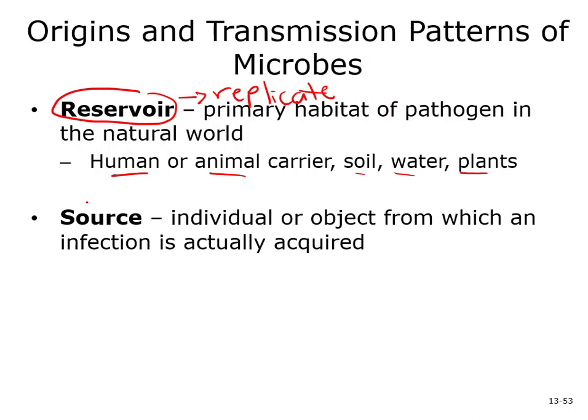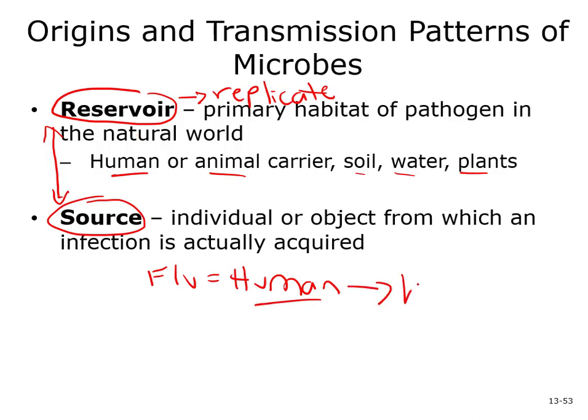The other term is a source. A source is where the individual actually obtained the pathogen. Where did they get this disease from? Many times the reservoir is the same thing as a source. So for example, with the flu, many times the reservoir is a human. The flu virus is replicating in the human. And also this infected human can spread it to another human because it spreads person to person. So in this case, the human is both the reservoir and the source.